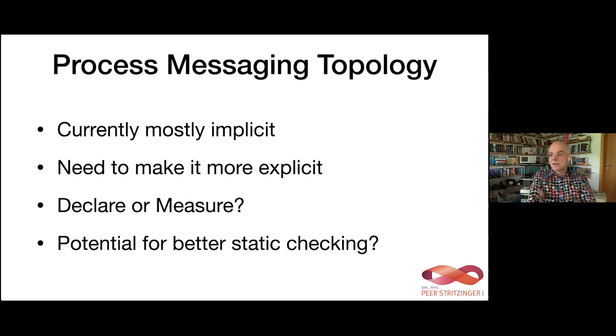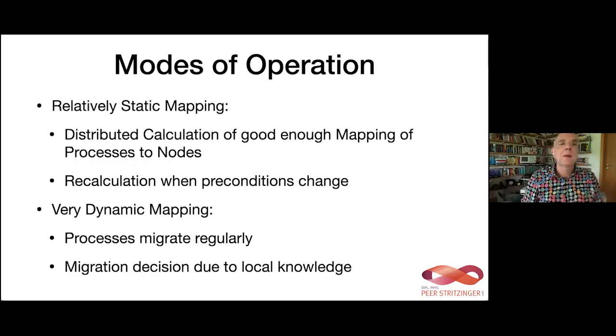So let's say we have this topology and we actually know who is sending messages from where to where, and when. Then maybe Dialyzer could figure out all these messaging things and tell us, yeah, you're sending a message to this process, which it never receives, for example, or some other static check. We have some other potential when we know the topology.